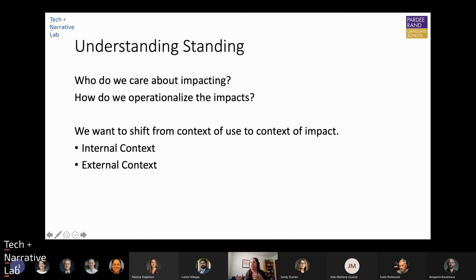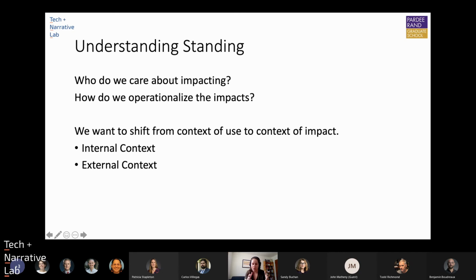And we really wanted to reorient away from just specifically thinking about the main user of a piece of technology, and expand that to think about who has standing when we're talking about the ethics and equity of technology. Who are we impacting, and how do we operationalize those impacts? So we want to shift from the context of the use of the technology to the context of the impact of the technology. And we can think about the internal context, where there are groups of individuals who are directly impacted by a certain technology.